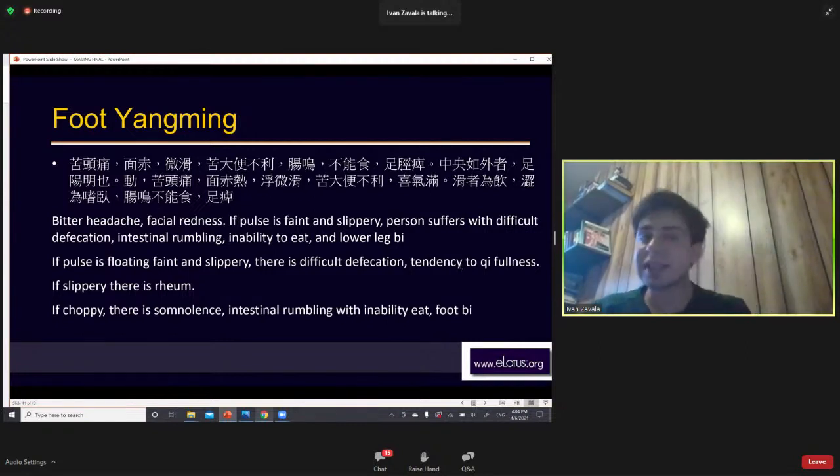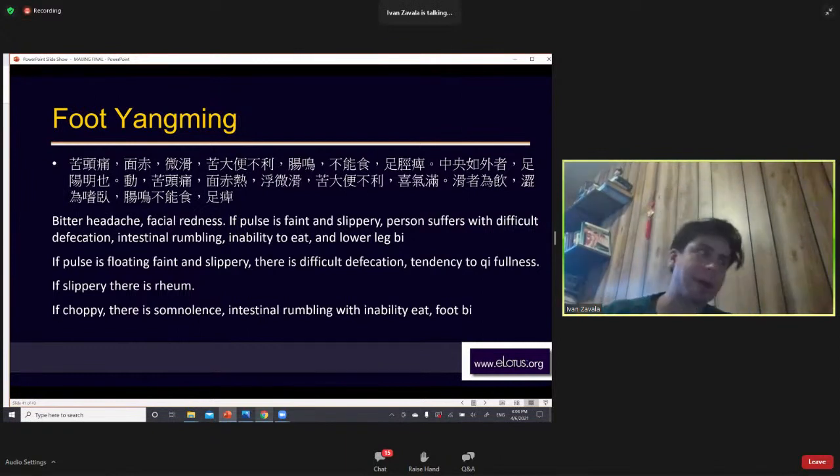Slippery is dampness. That means that indeed yang ming can be about damp, right? Or just any type of yin obstruction in yang ming. Things are not moving through your bowels correctly. Yang ming is about drying out your intestines. If choppy, there's somnolence, intestinal rumblings with inability to eat.